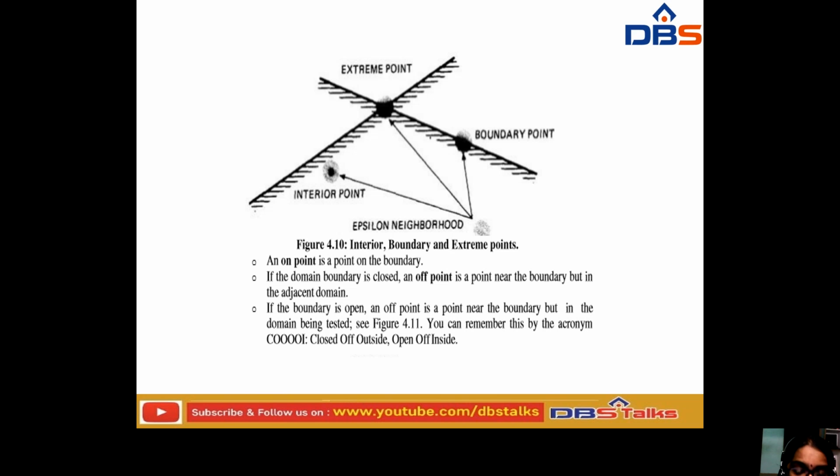If it is a point on the boundary, he has to check it. If it is not, he can move to another point. But if it is a boundary point, he has to test it to see whether it has any arbitrary neighborhoods, whether it is associated with any point, and whether it has any errors or bugs.